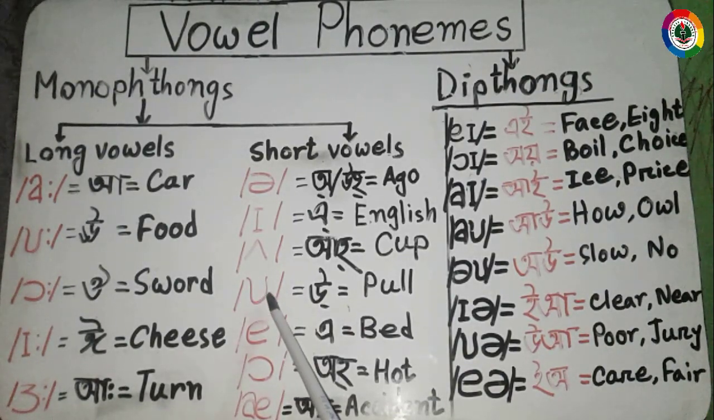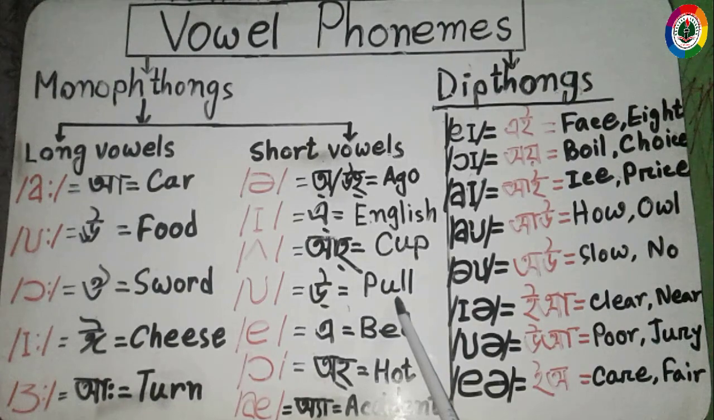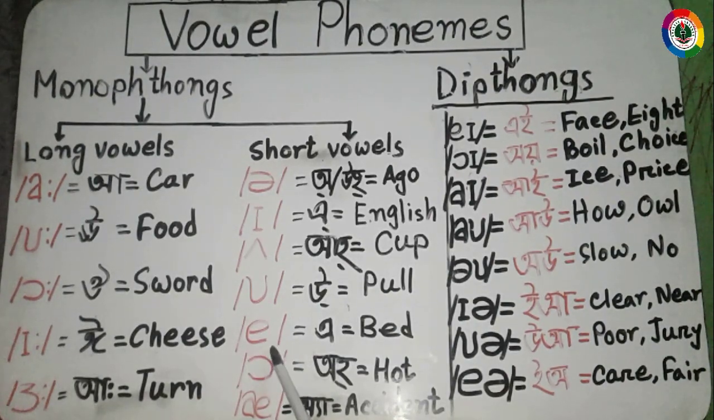In English language, this phoneme is altered like O, and the example would be pull, pull. We will not say it like a long vowel. It's a short vowel sign. That's why we have to alter it short, like pull. Let's move to this side.